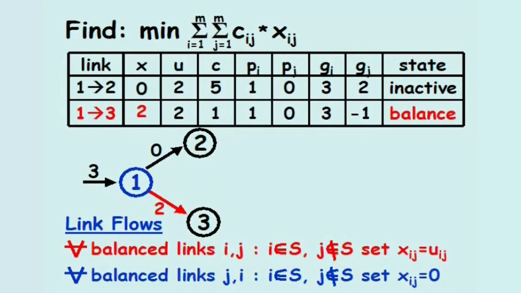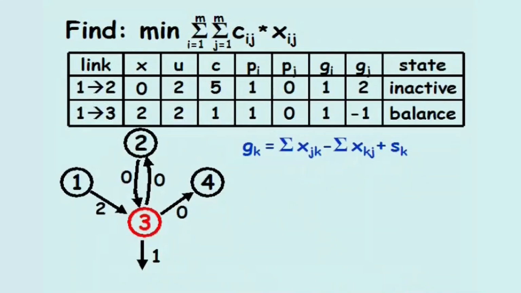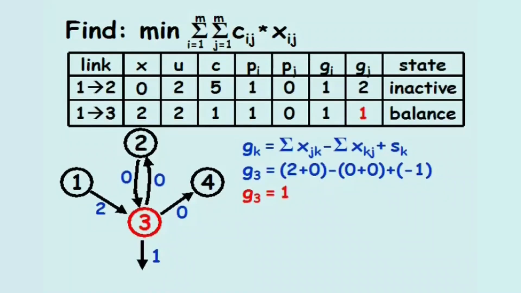Now, the surplus at node 1 is only 1 because there is only one more unit of flow entering the node than there is exiting the node. So G1 changes from 3 to 1. Similarly, the surplus at node 3 needs to be updated. The inflows minus the outflows plus the supply equals a G3 of 1.